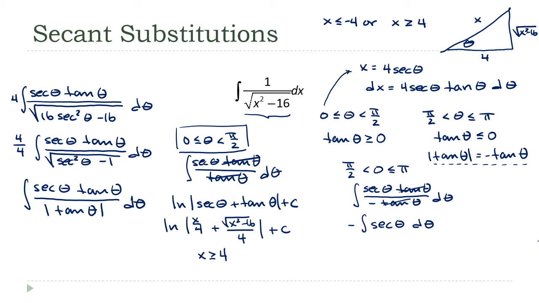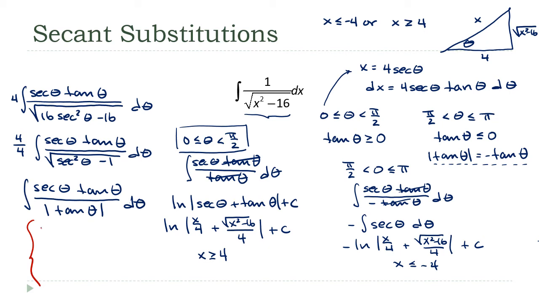So at the end, we're going to get minus log absolute value of x over 4 plus the square root of x squared minus 16 over 4 plus c for x less than or equal to, you see I did it again, x less than or equal to negative 4. Right, so if I wanted to really answer this question, I would answer this as a piecewise defined function.